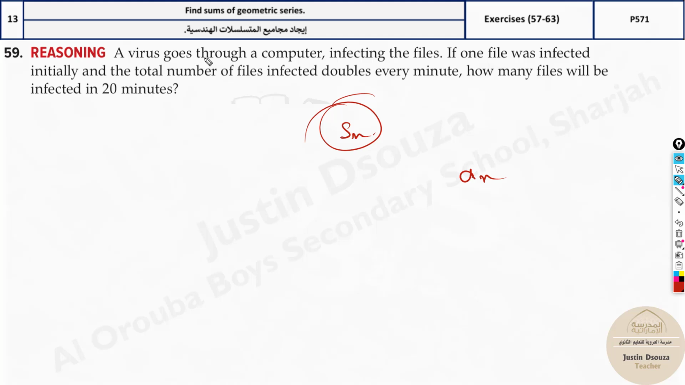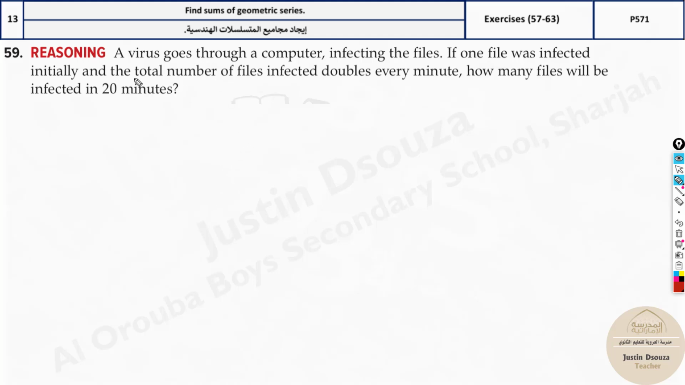See, though it feels that, okay, we have to find the total number of files that are infected in 20 minutes. Wrong. Look over here, what they have told. How many files will be infected in 20 minutes? They have not mentioned total number of files, or to find the sum, or how much total distance is passed, something like that. Total is not at all there. In the next problems, you can differentiate this with that. It's just like the last problem, but over here, the values are different.